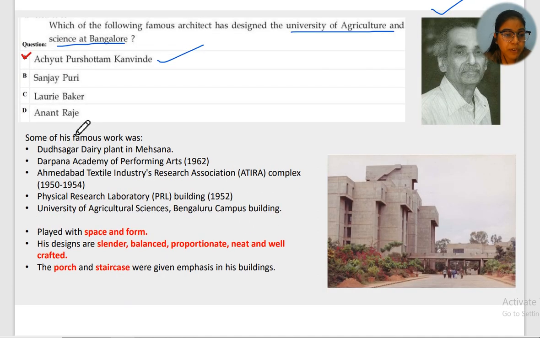Now looking at some of his famous work. Starting with the Doodh Sagar dairy plant in Mehsana. Then we have Darpana Academy of Performing Arts. After that, the Ahmedabad Textile Industry Research Association. Then the Physical Research Laboratory building and the University of Agricultural Sciences Bangalore campus building. Please remember the names of all these buildings because these are the famous works of Achyut Kanvinde. Sometimes a question may give the name of the architect and their famous works, and you have to select among them.